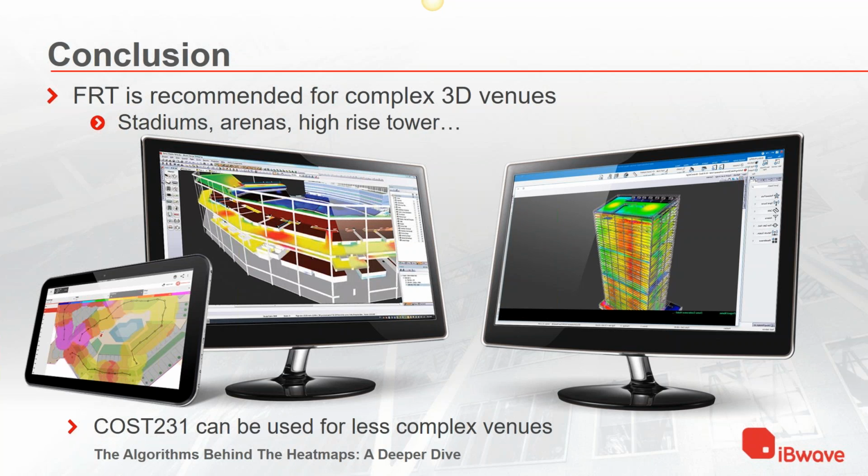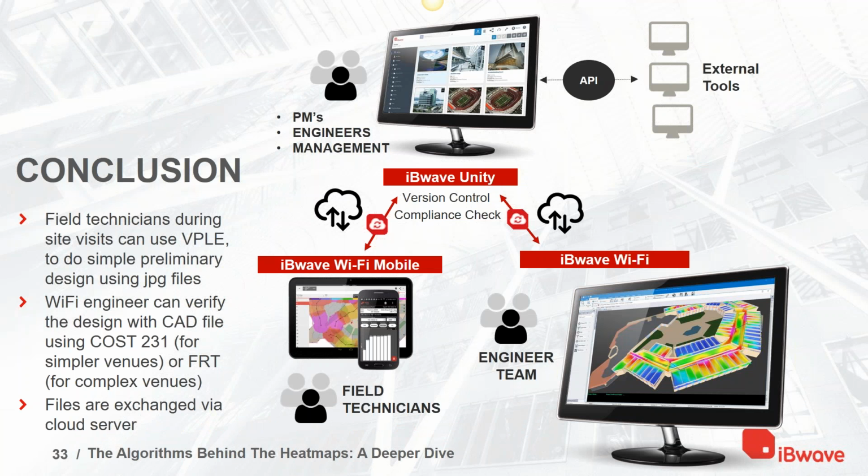However, COST 231 can be used for less complex venues. What would those be? Well, office space. You'll see that it had good accuracy there. But what about VPLE? We have dutifully included it in all the analysis, and we see it's not very good, except that it was in office space. It was kind of okay.